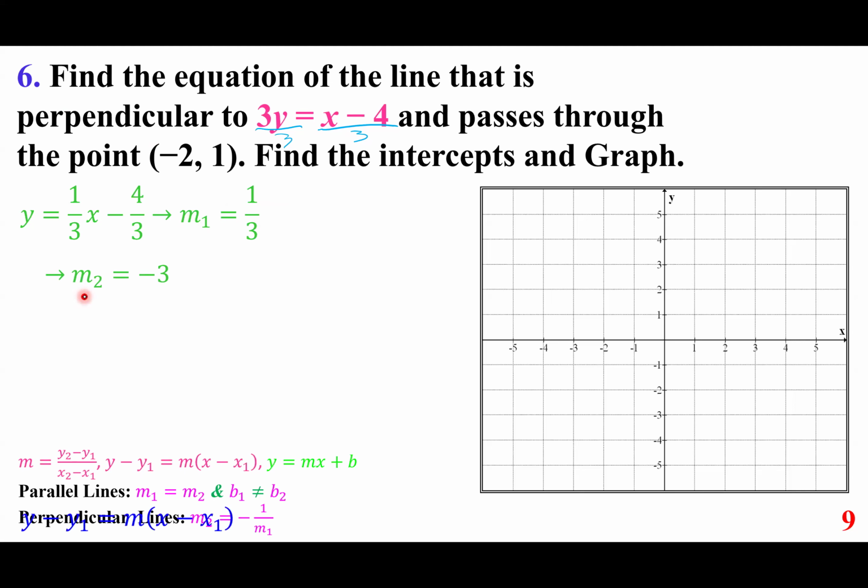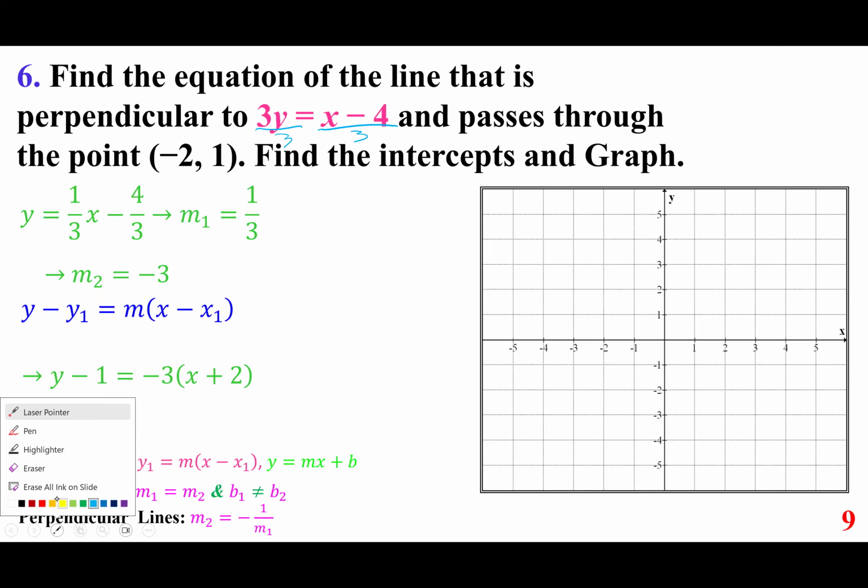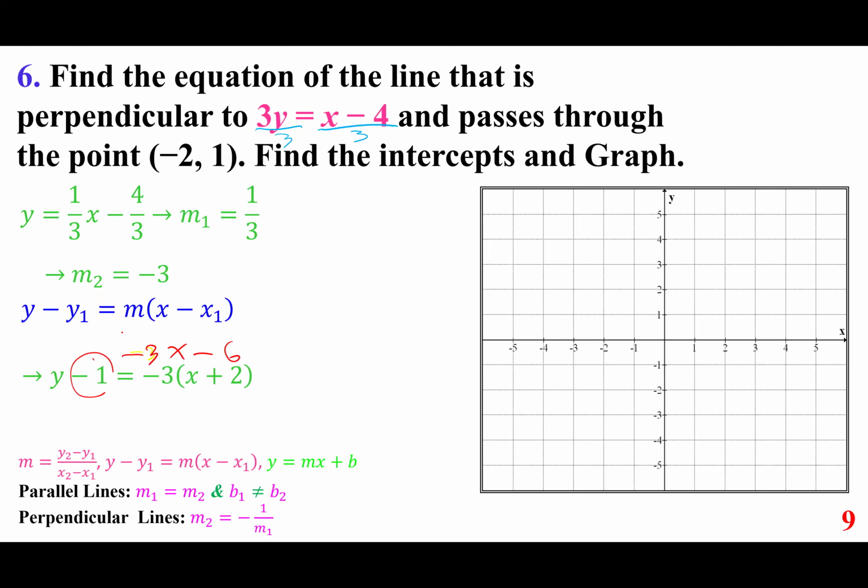Y minus y1 equals M times x minus x1. So we have this pair with this slope, which means y minus 1 equals -3 times x minus minus 2, meaning +2. Minus 3x minus 6. Move this +1. That's the equation of the new line that is perpendicular to the old line. So this is perpendicular.